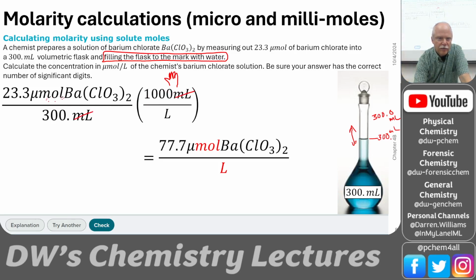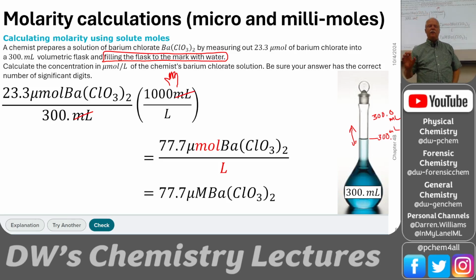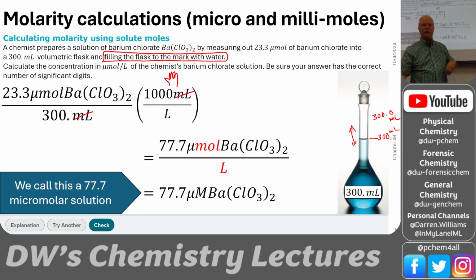So we take the 23.3 divided by 300 times 1,000. We have 77.7 micromoles of barium chlorate per liter of solution. Now that moles per liter of solution, this piece right here in red, that is molarity. And so we could also say that this is a 77.7 micromolar solution.